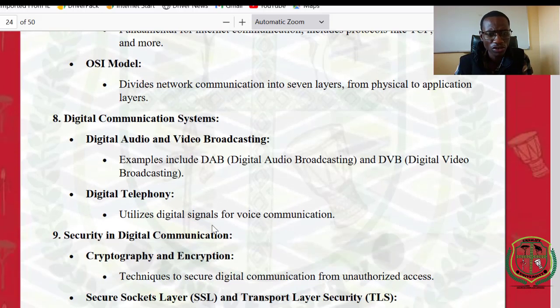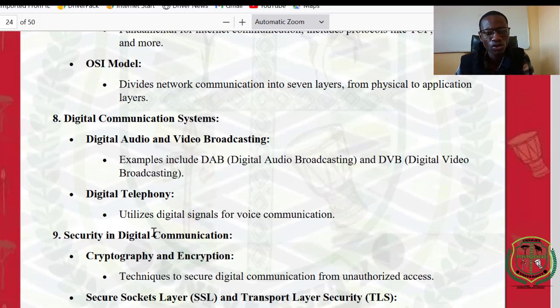The first category, we are talking about digital audio and video broadcasting. Examples include DAB, digital audio broadcasting, and DVB, digital video broadcasting. Here we're talking about audio. Is the information you're transferring audio? Is it video? All these have their own dynamics. So digital communication doesn't just end on documents. It encompasses everything now, and especially now that there's even video conferencing, things have become a bit modernized.